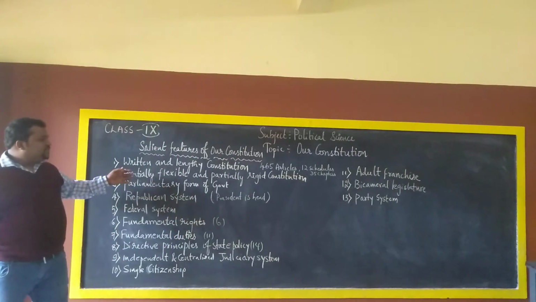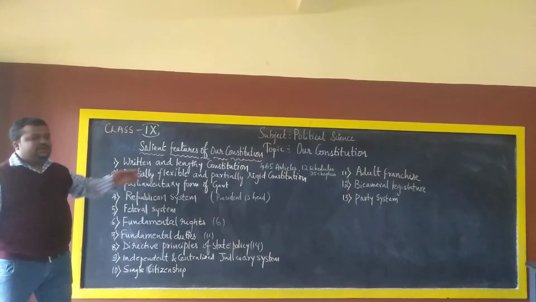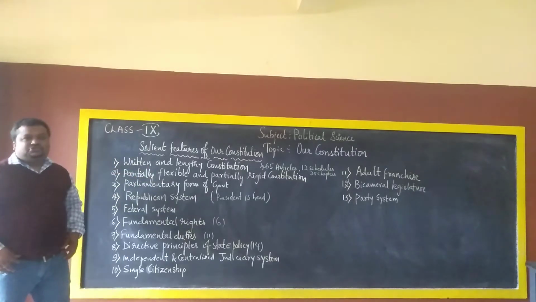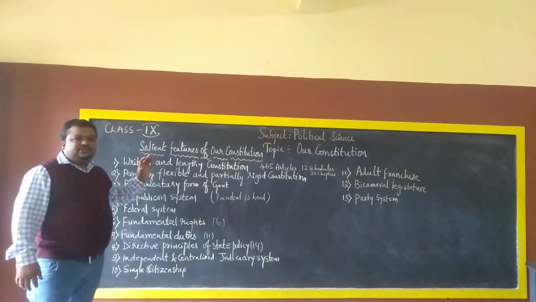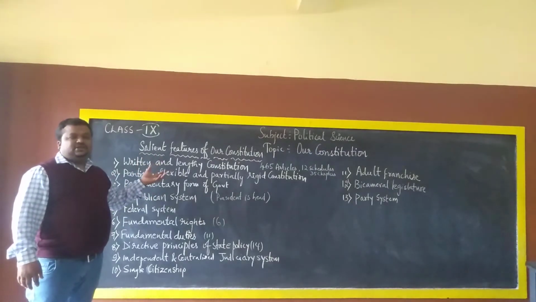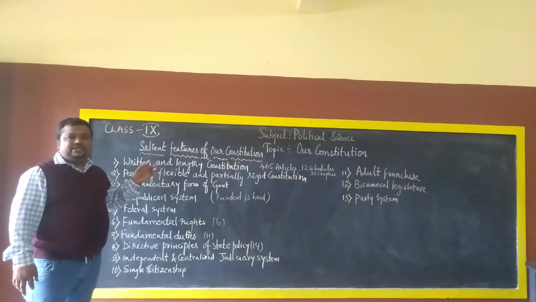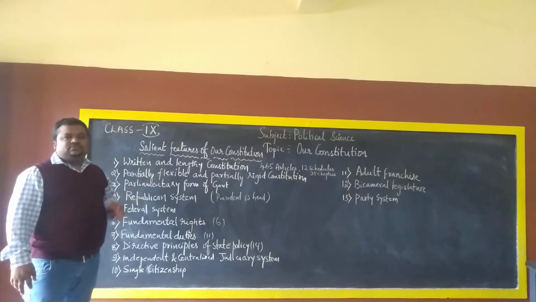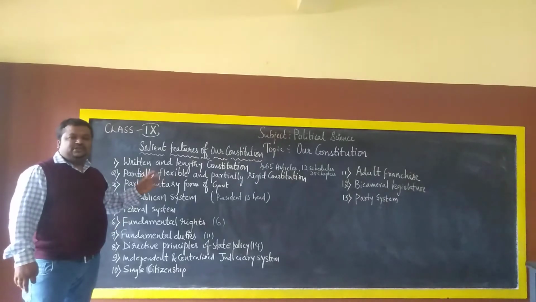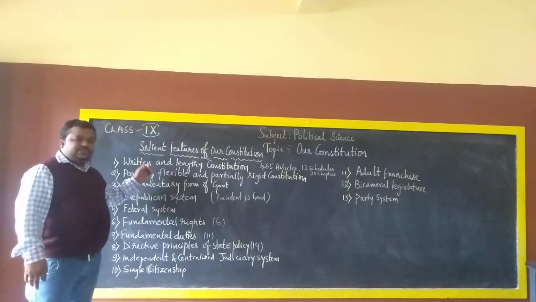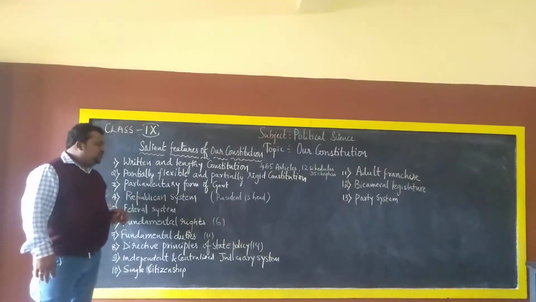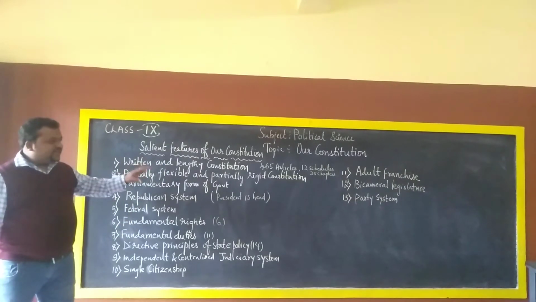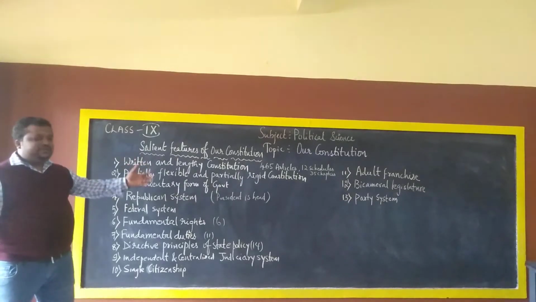And here, it's a partially flexible and partially rigid constitution. What do you mean by it? Whenever we want, we can change or amend the constitution with the help of parliament. Members of parliament, with the help of the majority, can amend the constitution. So that is why it is flexible and partly rigid.